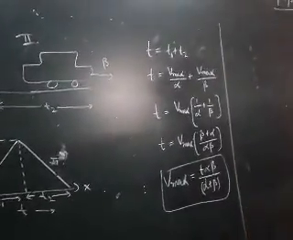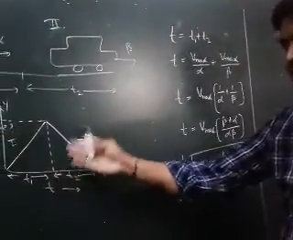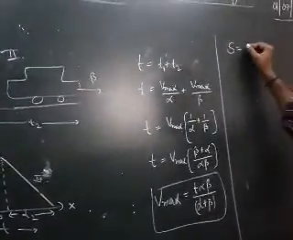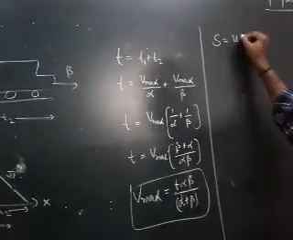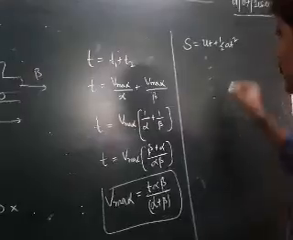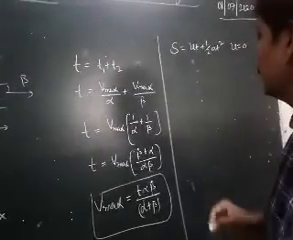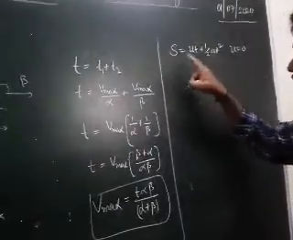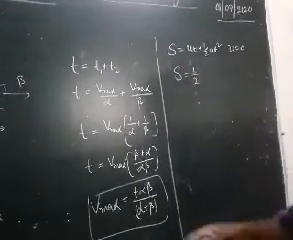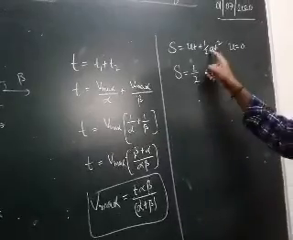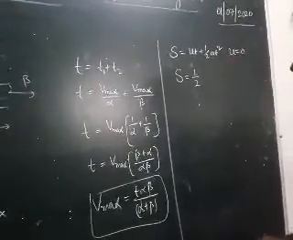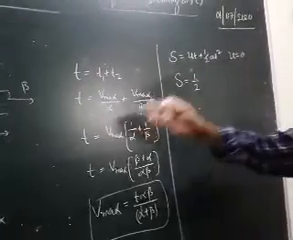Next, in this question, what is the displacement? Displacement is equal to ut plus half at square. U is equal to 0, therefore displacement is equal to half into a, the acceleration, into t square. Otherwise we can find it another way.